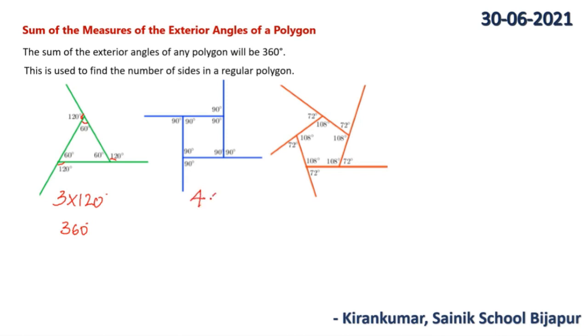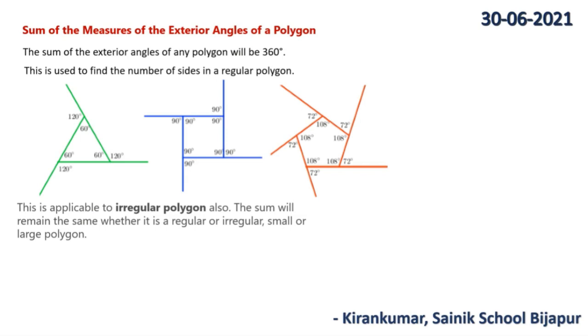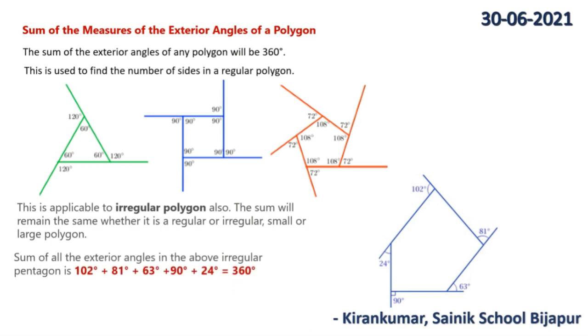Here there are 4 sides and the exterior angle measure is 90 degrees. So 4 times 90 degrees is again 360 degrees. Here there are 5 sides. 5 times 72 degrees is 360 degrees. Look at this irregular polygon. The exterior angles are 24 degrees, 102 degrees, 81 degrees, 63 degrees and 90 degrees. The sum of all the exterior angles here is 360 degrees.